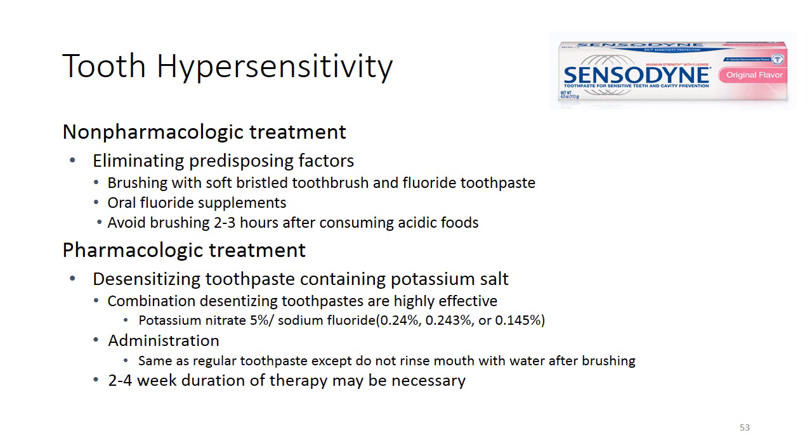Non-pharmacologic treatment includes eliminating predisposing factors. If patients are brushing harshly with a medium or hard bristled brush and an abrasive toothpaste, they should switch to a soft bristled brush and a regular fluoride toothpaste. Abrasive whitening toothpaste should be avoided. Oral fluoride formulations may also be used. Patients should avoid brushing their teeth for 2 to 3 hours after eating acidic foods.